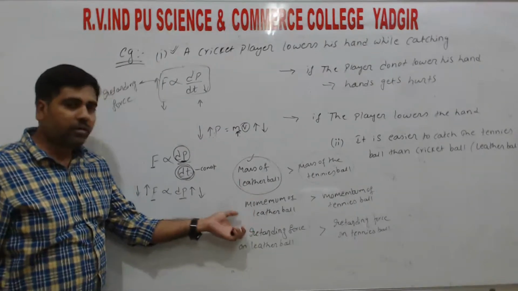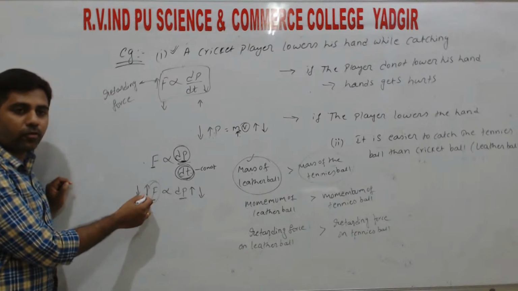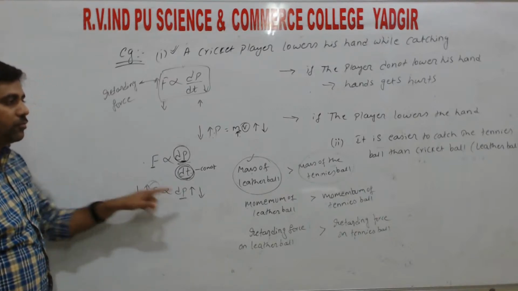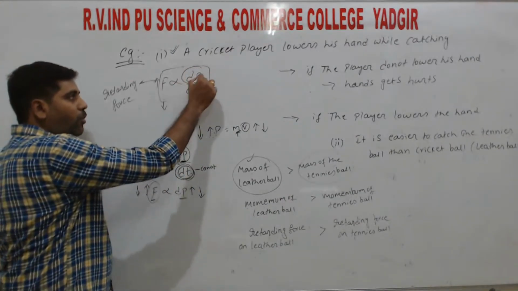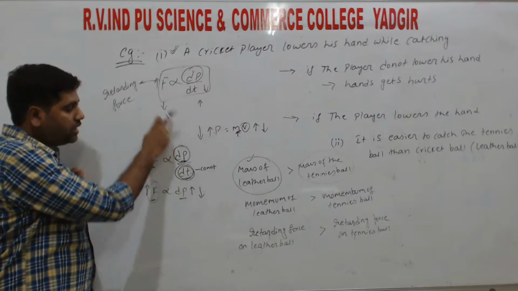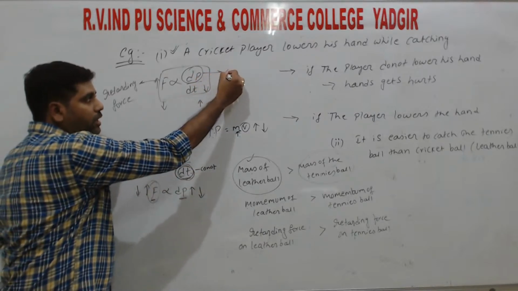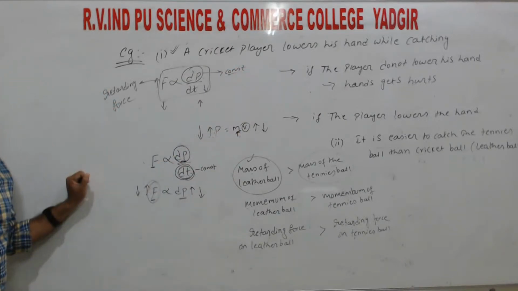So the leather ball will hurt some because it has retarding force. More retarding force is in the leather ball, right? So this is one more example. In the first case, keeping momentum constant. So I am explaining by taking two different cases. In the first case, momentum is kept constant, momentum of the ball is constant.